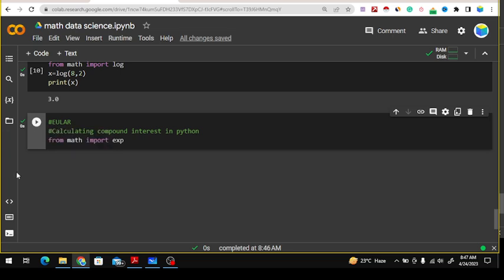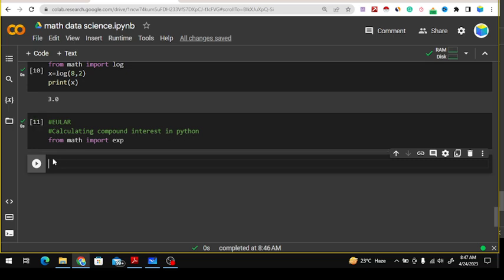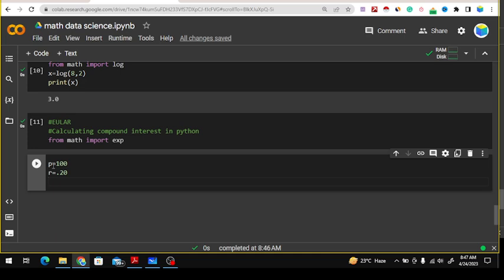Now let's write some basics. P is the principal, equal to 100, and r should be equal to 0.20. The time duration t should be equal to 2 years, and n should be equal to 12.